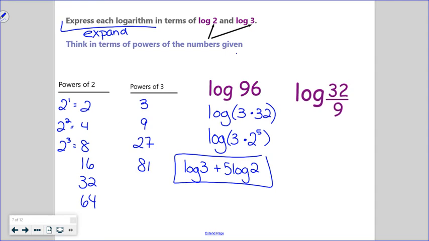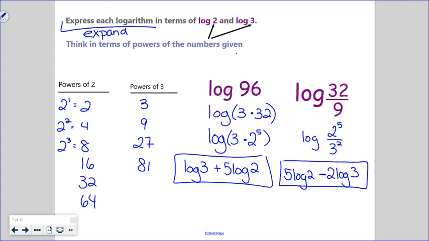I might rewrite them as the powers themselves just to help my head with the expanding part of it. 32 is 2 to the 5th. 9 is 3 squared. We didn't have to really do any figuring out. They were sitting right there staring at me. But then I have to do the expanding part of it. Sliding those out in front. Subtraction for the fact that the 3 is coming from the denominator. And we have now fully expanded that logarithm.